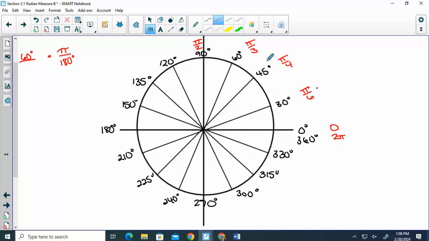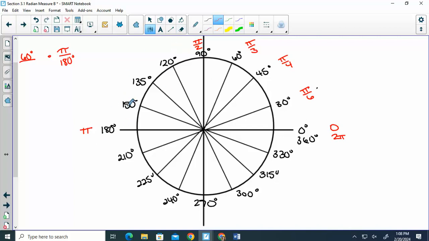What happened to my denominators as I went up? They're going down. Slowly decreasing. Okay, let's jump down to 180. Pi over 1, it would be just pi, right? That's just pi.